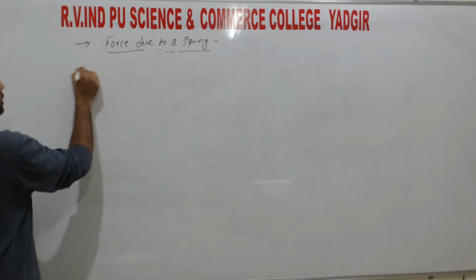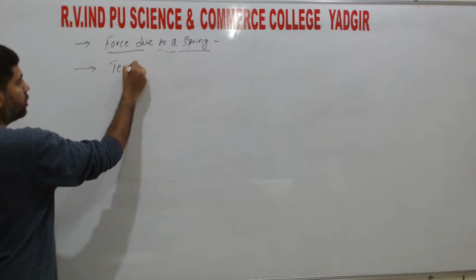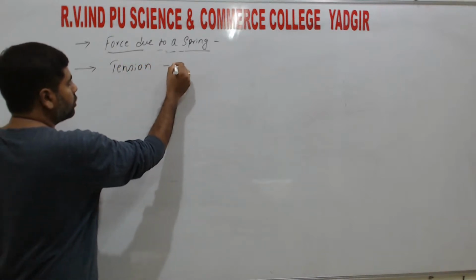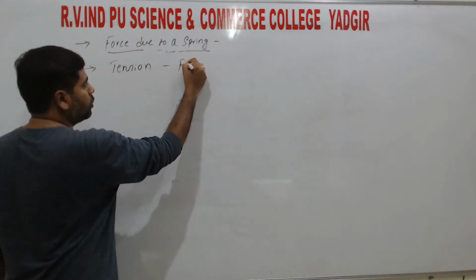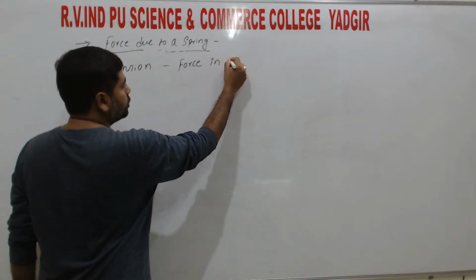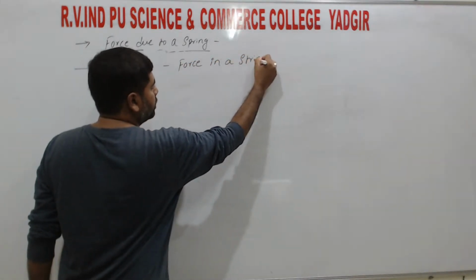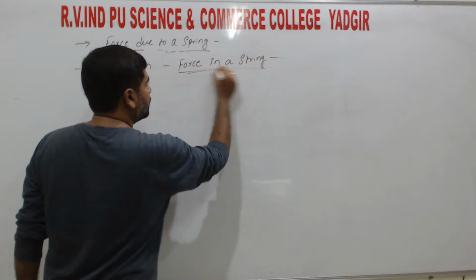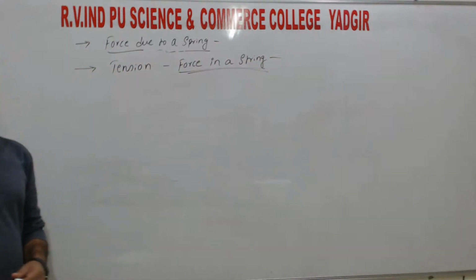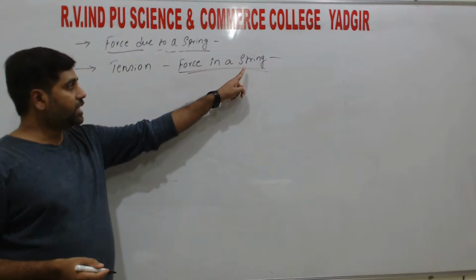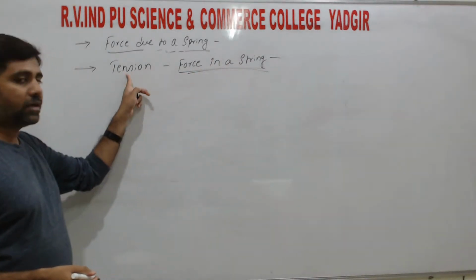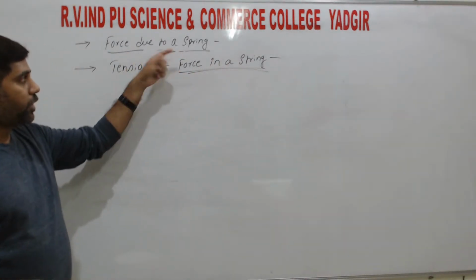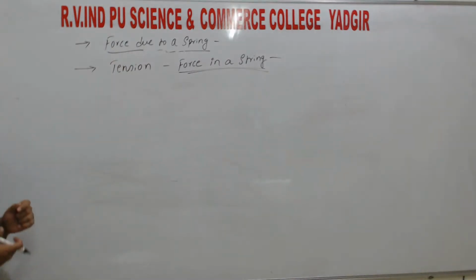And the next one is tension, or we call that force in a string. String and spring, there are two differences here. So force in a string, we call that tension. Force due to a spring, we call that a restoring force, right?